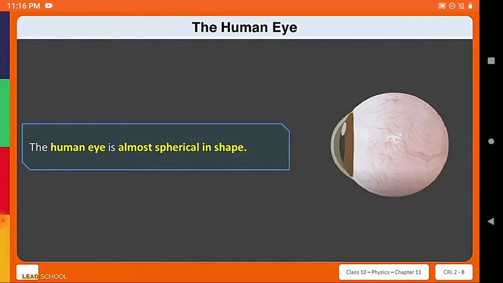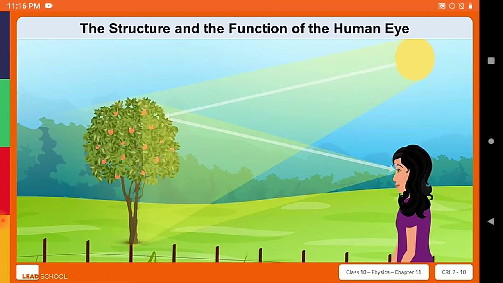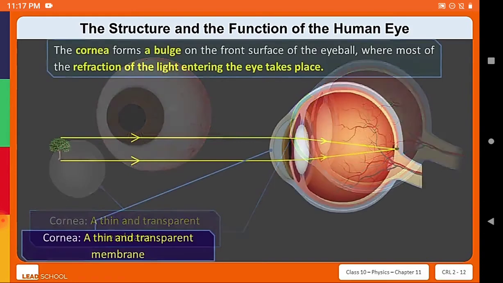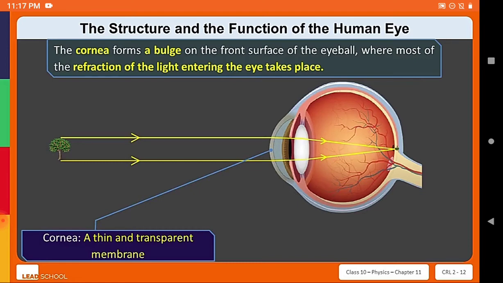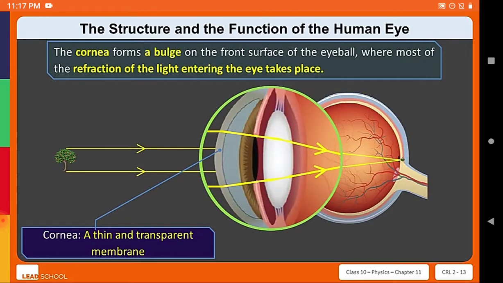The human eye is almost spherical in shape and has a diameter of about 2.3 centimeters. We know that we can see an object when the light from it or reflected by it enters our eyes. The light enters the eyeball through an exposed, thin and transparent membrane called the cornea. The cornea forms a bulge on the front surface of the eyeball where most of the refraction of the light entering the eye takes place.